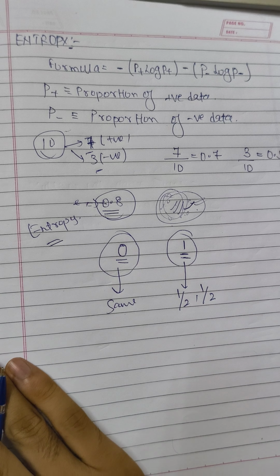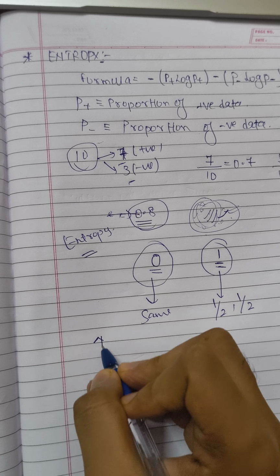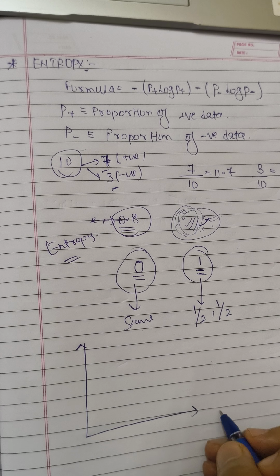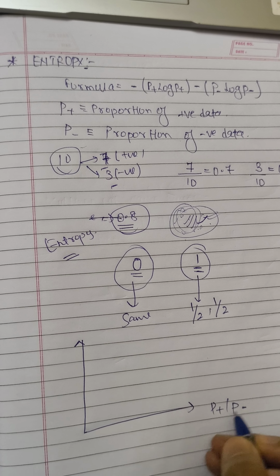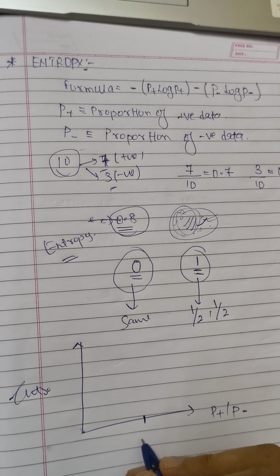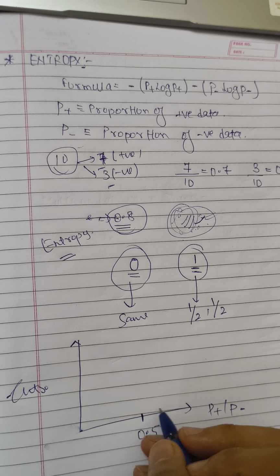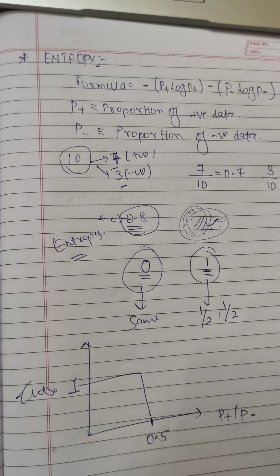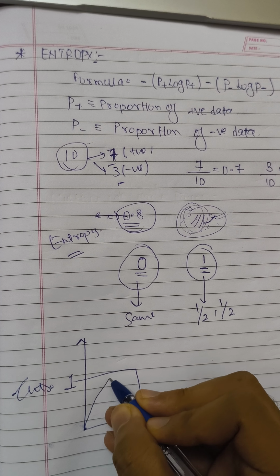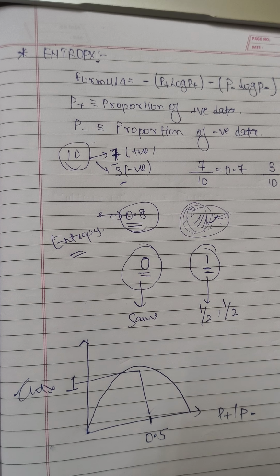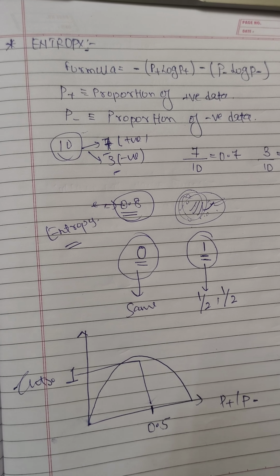Okay, if I plot a graph for entropy against my proportions, that is P plus and P minus, and here is my entropy. You'll observe that we will have the maximum entropy at 0.5 proportions, that will be 1. Okay, so you must be clear with it, and our entropy goes like this. Okay, so this is all about entropy. Thank you.